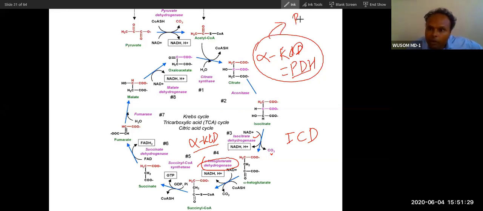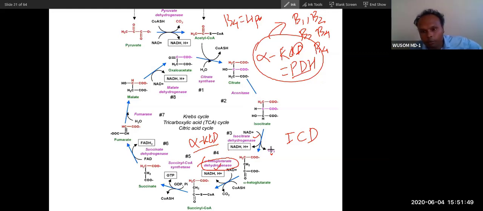Both have 5 components: B1, B2, B3, B4, B5. Remember B4 as lipoate. So these are also the components of alpha keto glutarate dehydrogenase. Isocitrate dehydrogenase is also doing oxidative decarboxylation, but it does not have a similar structure; the mechanism is different. So remember there are 2 oxidative decarboxylation steps: isocitrate dehydrogenase and alpha keto glutarate dehydrogenase, sequential, 3rd and 4th step.